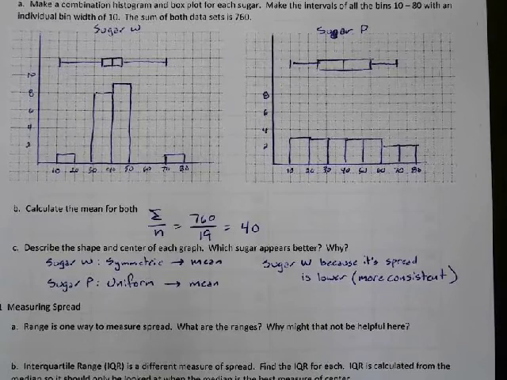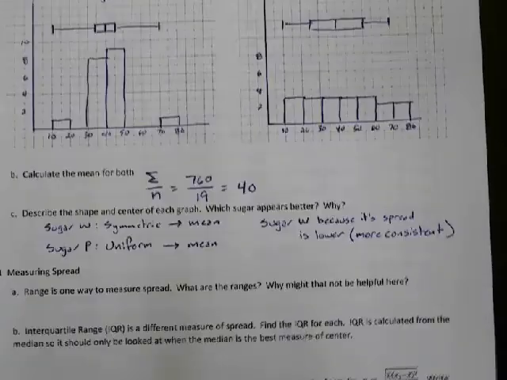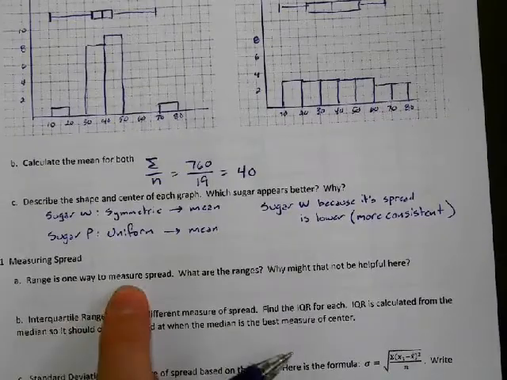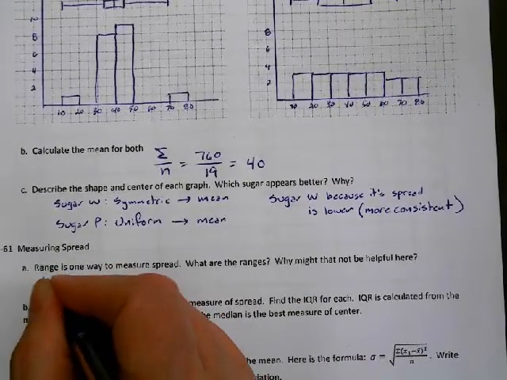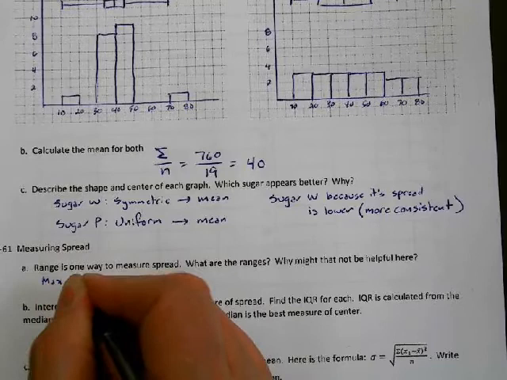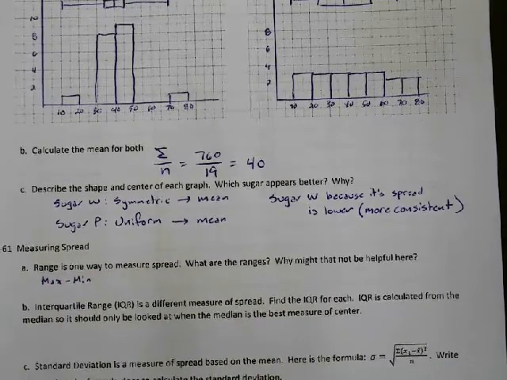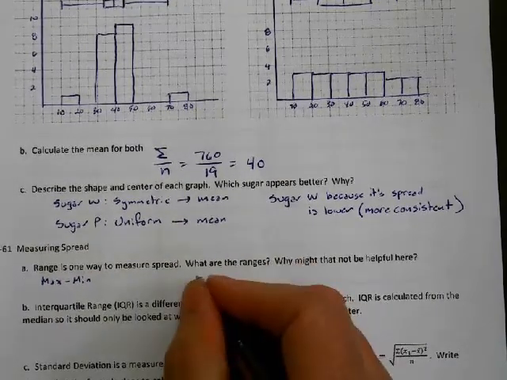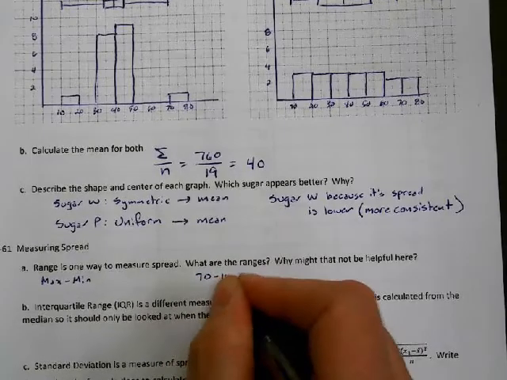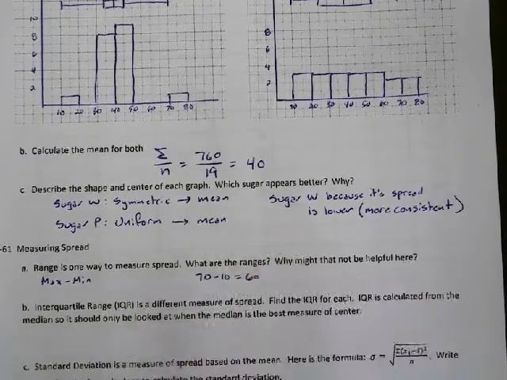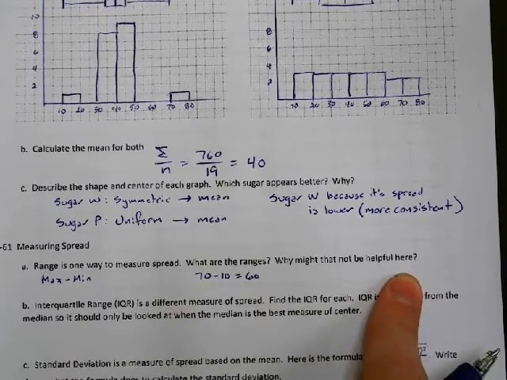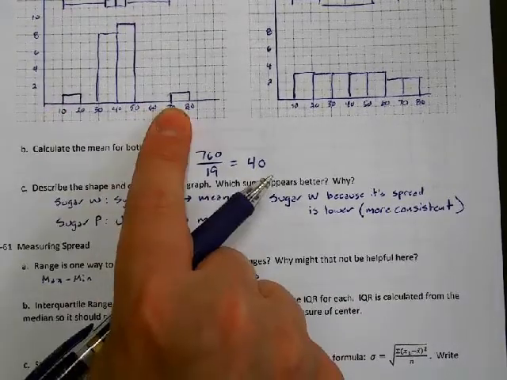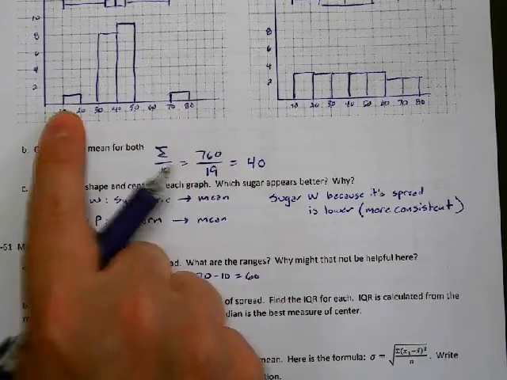Now, there's more than one way to measure spread. Range is one way that you can measure spread. That's just the maximum minus the minimum. And both of these have the same exact range. They have a maximum of 70, a minimum of 10, so the range is 60. Now, why might we not use the range in this one? Well, especially on sugar W, we've got probably outliers here.